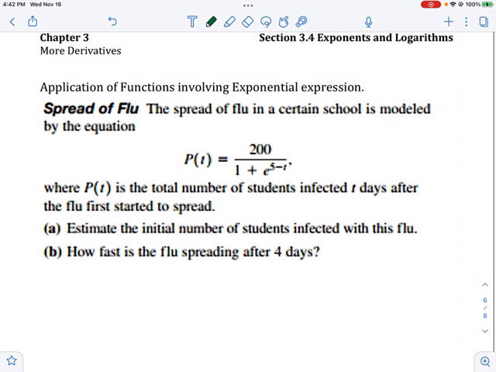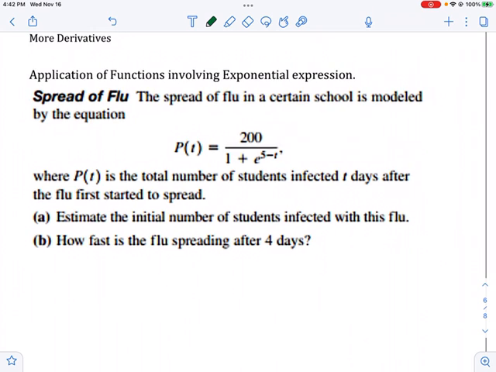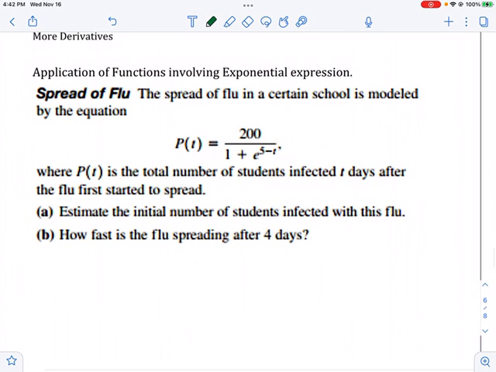The spread of the flu in a certain school is modeled by this equation, where P of t is the total number of students infected t days after the flu first started to spread. Estimate the initial number of students infected with this flu, and then how fast is the flu spreading after 4 days. So one of the things that we can do, since I am taking derivatives, I can change what this looks like and just make it 200 times the quantity to the negative first power. But I'll answer question A first before we get into the derivative.